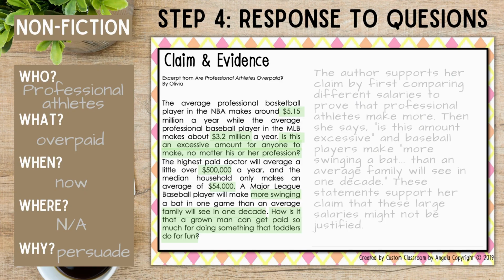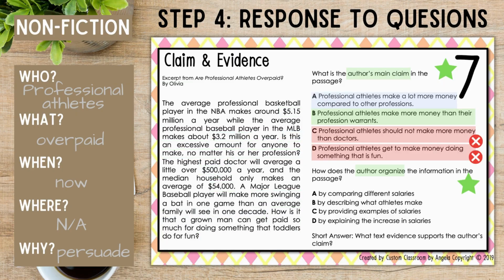And so here's a possible response that students might write. The author supports her claim by first comparing different salaries to prove that professional athletes make more money. Then she says, is this amount excessive? And baseball players make more swinging a bat than an average family will see in 1 decade. These statements support her claim that these large salaries might not be justified.